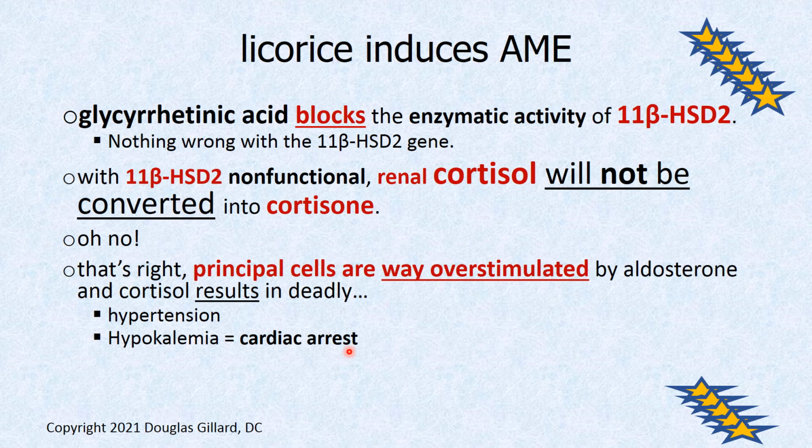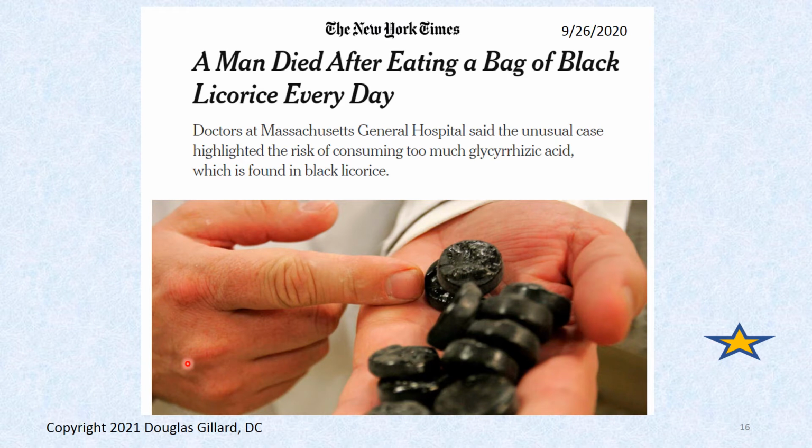And if it's blocked, it doesn't work, and therefore cortisol that gets into the kidney won't be converted into cortisone, and it'll wreak havoc on principal cells. And because cortisol is way more prevalent than aldosterone is, right? Was it 4,000 times more prevalent? And so the poor principal cells are just sucking up salt and water like crazy, and these patients die of cardiac arrest from hypokalemia, notwithstanding the hypertension and the alkalosis.